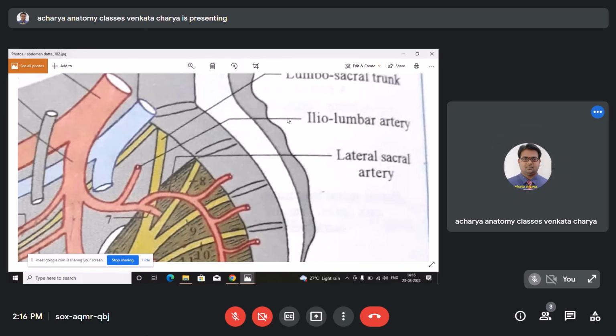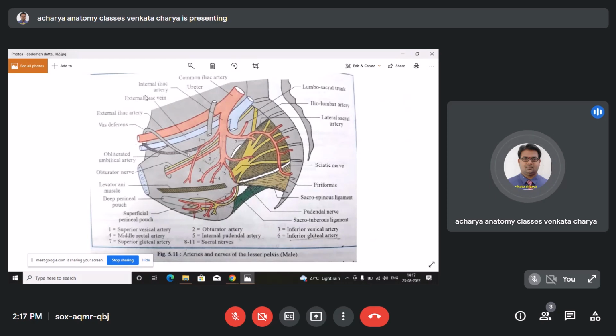Next branch, the superior gluteal artery. The third branch is the superior gluteal artery, which supplies the upper part of the gluteal region. Okay, are you getting it? So these are the posterior division branches. So the internal iliac artery is a 4 marks question.